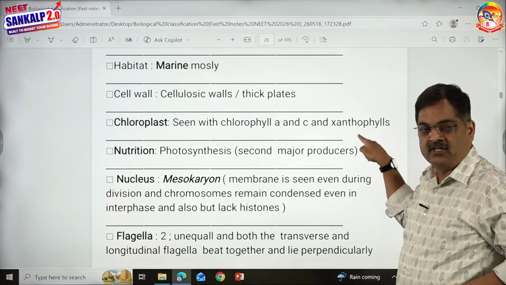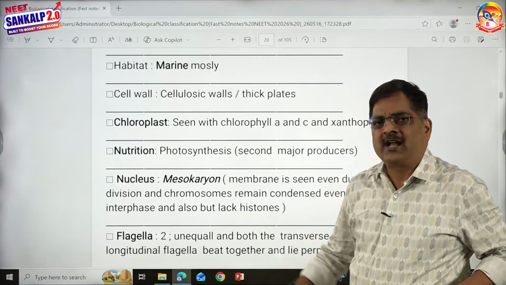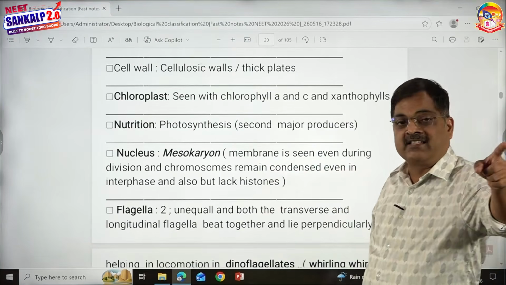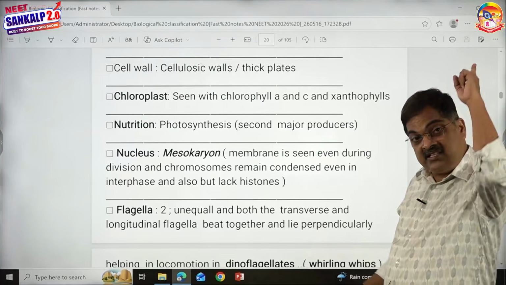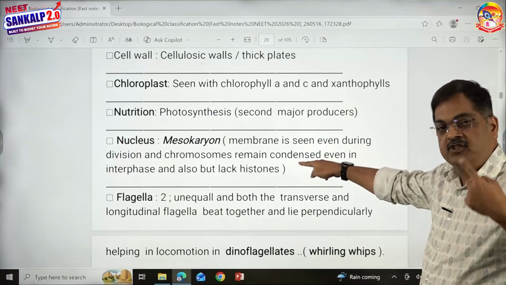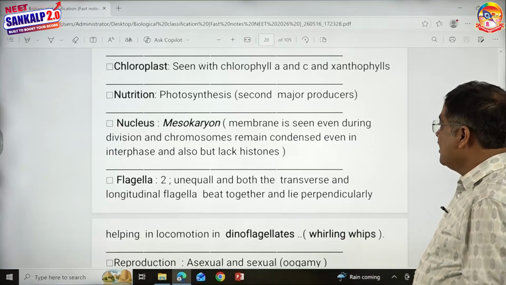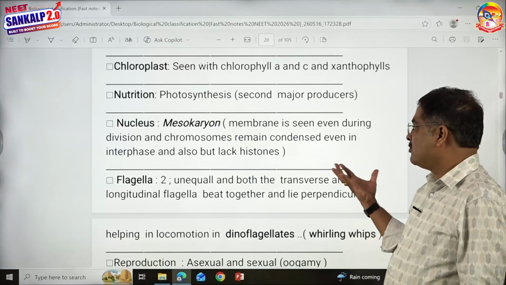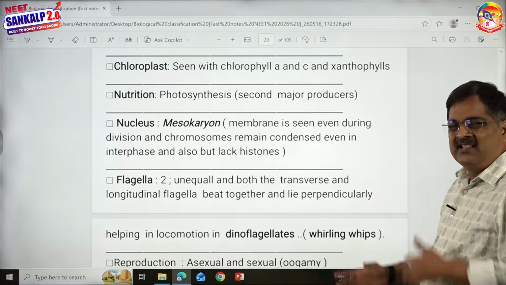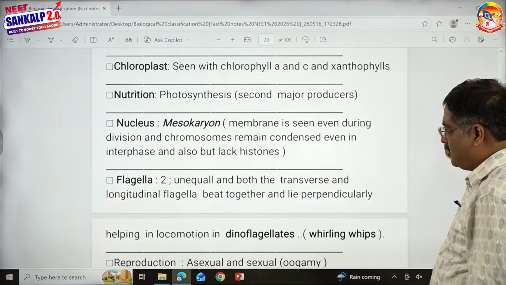Xanthophylls, this is important. A wide variety of xanthophylls are seen in dinoflagellates, which we don't come across in diatoms. Nutrition, photosynthetic, just like in diatoms. They are the major producers. You can even call them phytoplanktons, both diatoms and dinoflagellates. Mesokaryon, this word is important. Membrane is seen even during division, and chromosomes remain condensed even during interphase and lack histones. This is in between prokaryotic and eukaryotic nucleus, hence we call it mesokaryon.